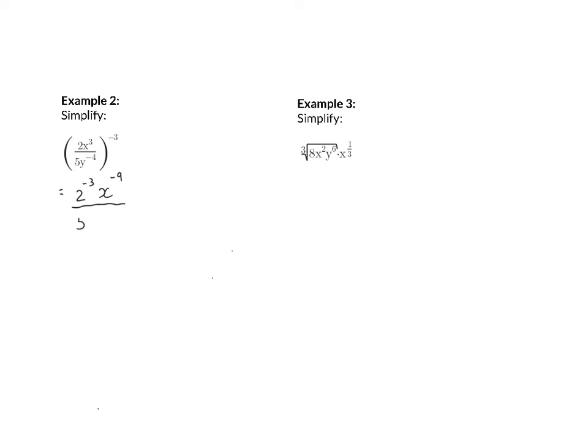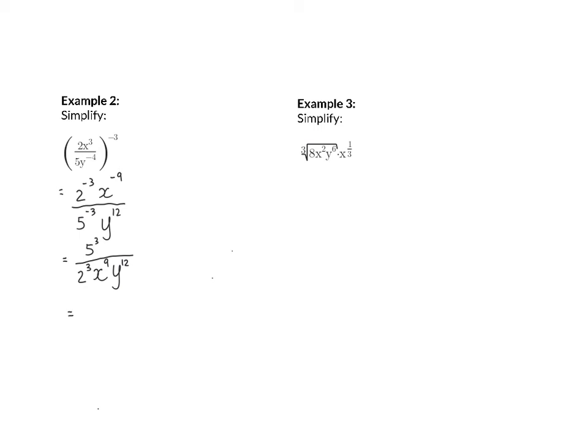The denominator, I have 5 to the power of negative 3, and then y to the power of 12, because once again I multiply my exponents, minus 4 times minus 3. Next up, I'm going to change all the negative exponents to positive exponents. The only one that's already positive is my y to the power of 12, so that stays where it is. The 2 to the power of negative 3 moves to the denominator to become positive 3, and the same goes for x to the power of negative 9 moving to the denominator. 5 to the power of negative 3 moves to the numerator.